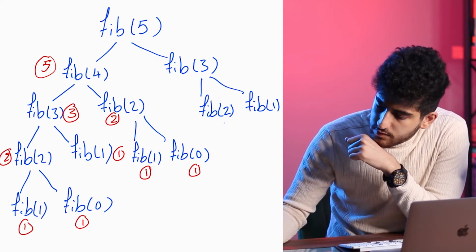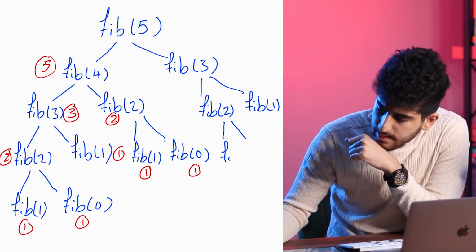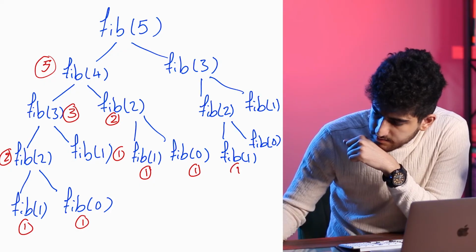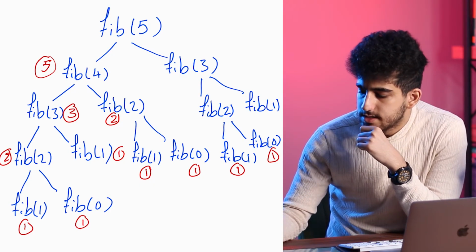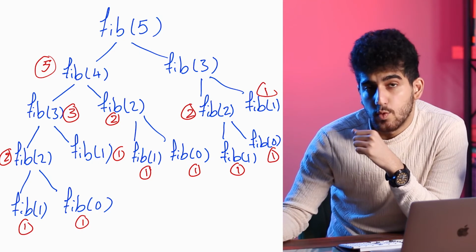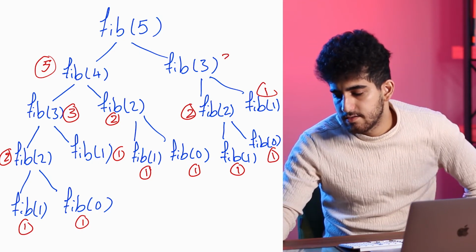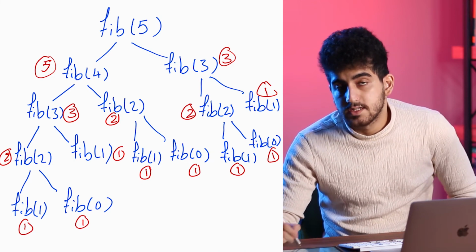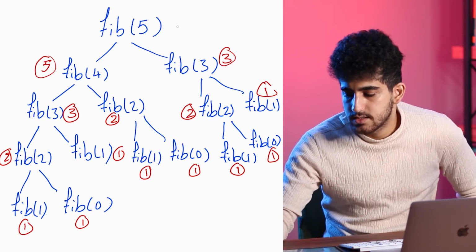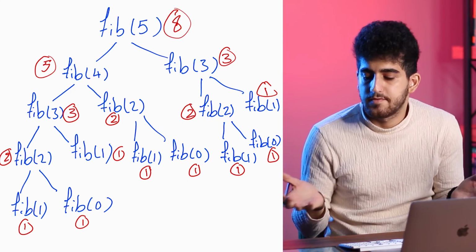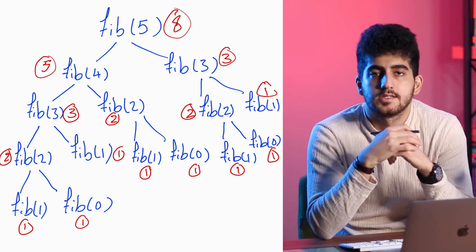And then fib of 2 will call fib of 1 and fib of 0. Both of them will be 1. Both of them will return 1. So fib of 2 will return 2. Fib of 1 here returns 1. And fib of 3 here returns 3. Therefore, fib of 5 will be the sum of these two numbers, and it is going to be 8. This is how fib of 5 will be calculated.